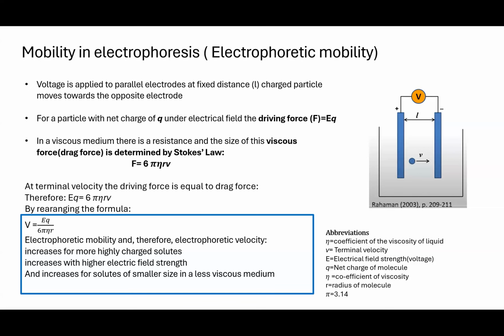This formula might look a bit complex, but it's actually a concept that we are already very familiar with. It basically says that as our electric field gets stronger, or we have a highly charged particle, the particle will move faster. On the other hand, if we have a very viscous medium or a large particle, that will have a negative effect on the speed of the particle. So it's a very familiar concept, but it's worth remembering this formula.